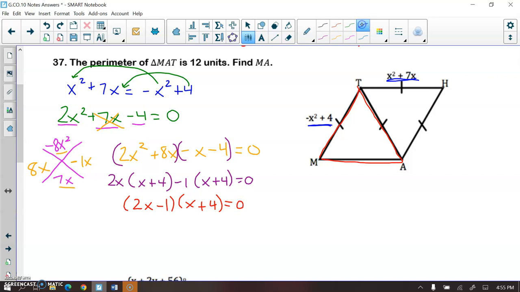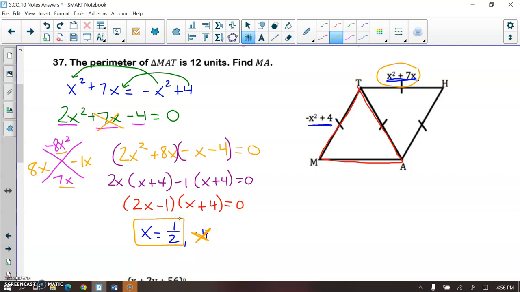So if I set both of these equal to 0, I would wind up with x is equal to a 1/2 or a negative 4. Now if I put a negative 4 in for any one of these, like let's say up here, a negative 4 squared is a 16, but then plus a 7 times a negative 4, which is a negative 28. So I would wind up with a negative side length, so x cannot be negative 4. If I put 1/2 in, though, it does work out. So x is 1/2. That's not what they want you to find.